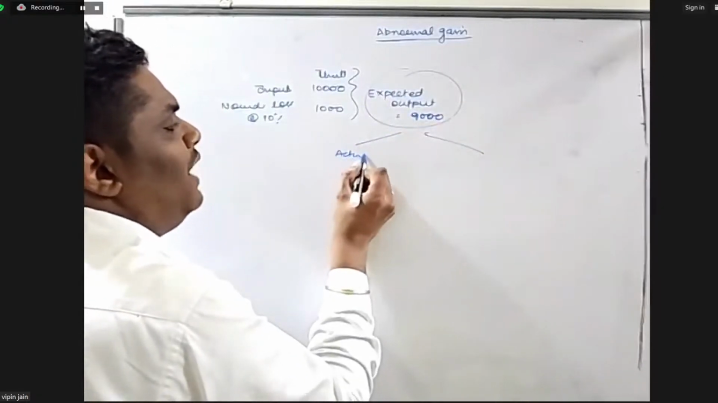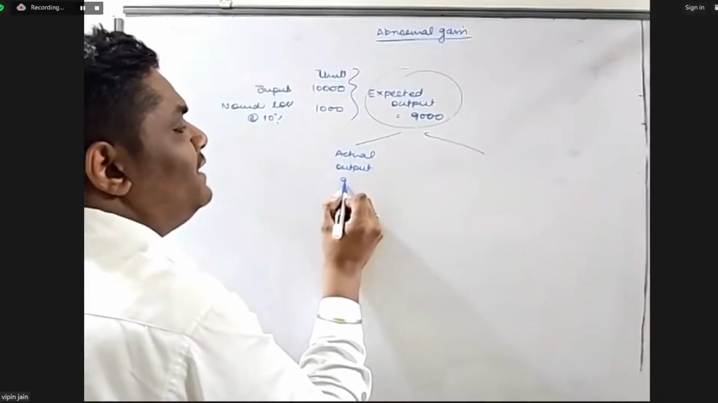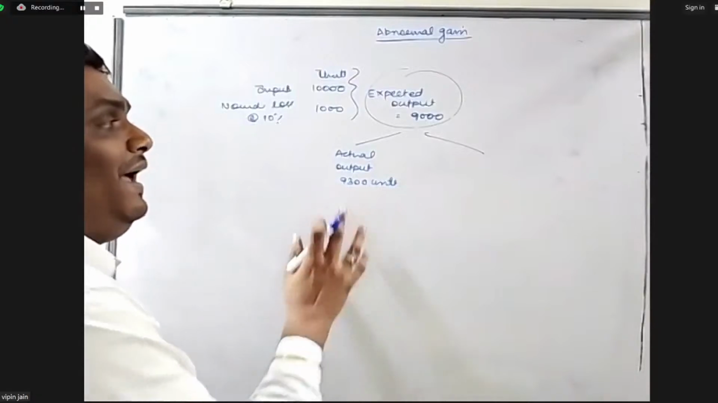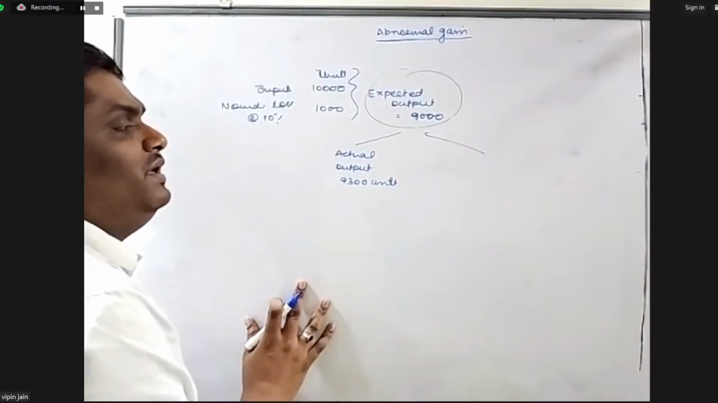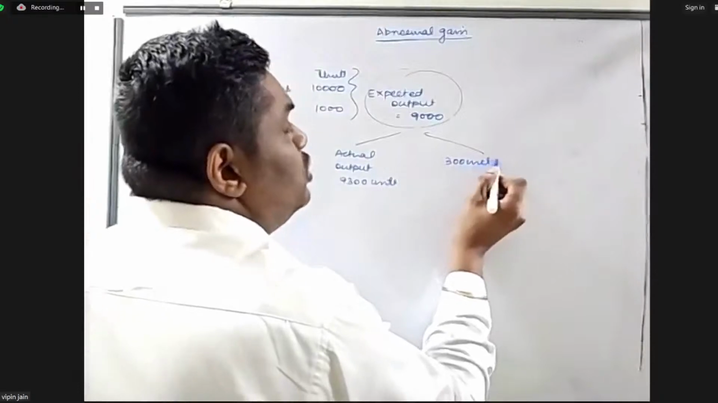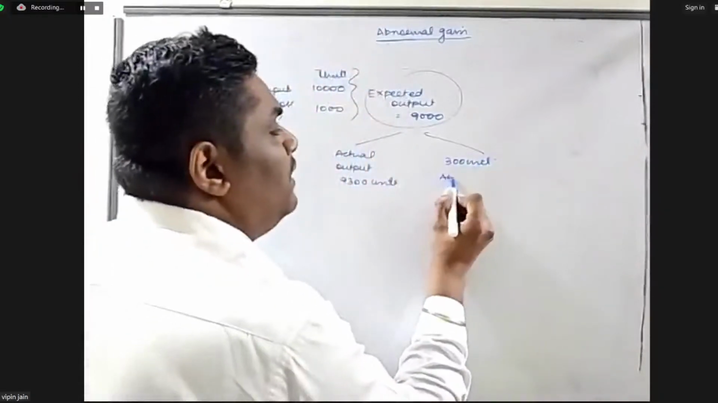Now let's take a situation wherein my actual output is 9,300 units. My actual output is 9,300 units. It means what? 300 units. जो extra आया output, we call it as abnormal gain.